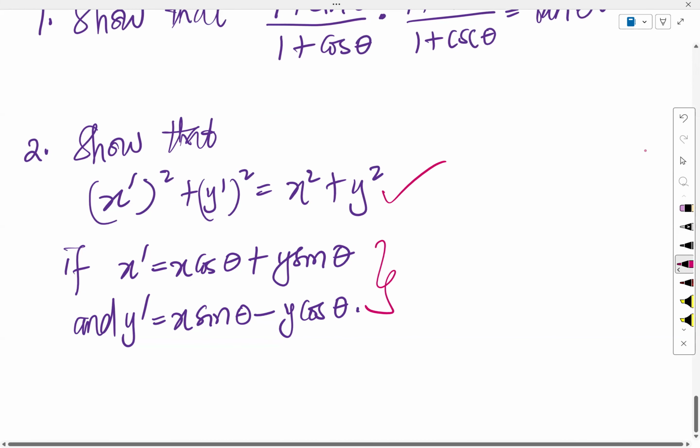So I go over that again. Show that x prime squared plus y prime squared is equal to x squared plus y squared if x prime is x cos theta plus y sine theta and y prime is x sine theta minus y cos theta. So that's your practice question. Try your hands on them and see what you can do with that.